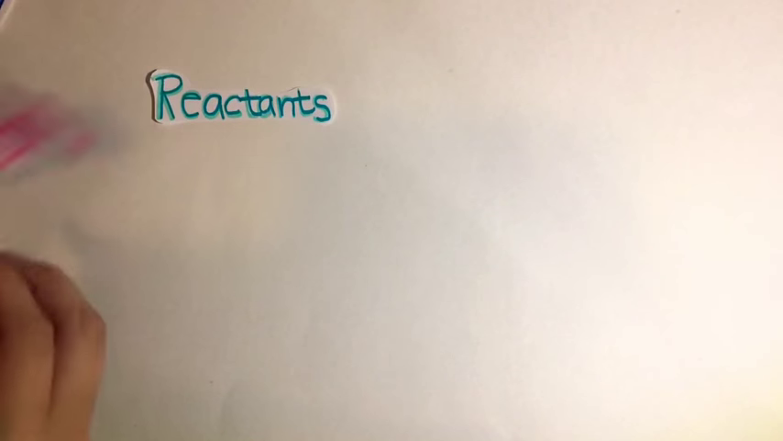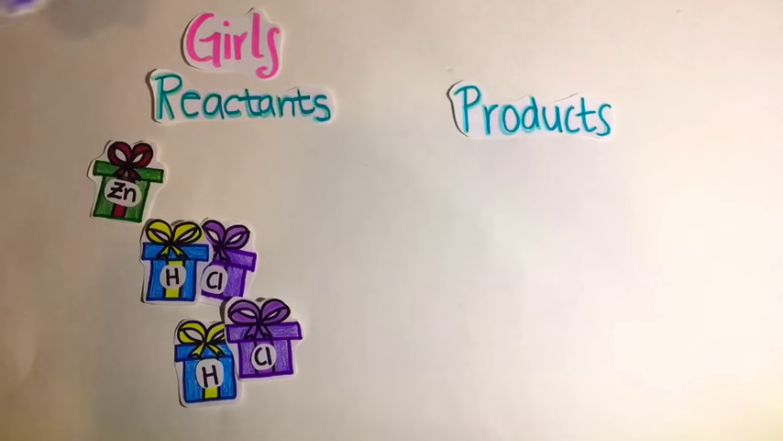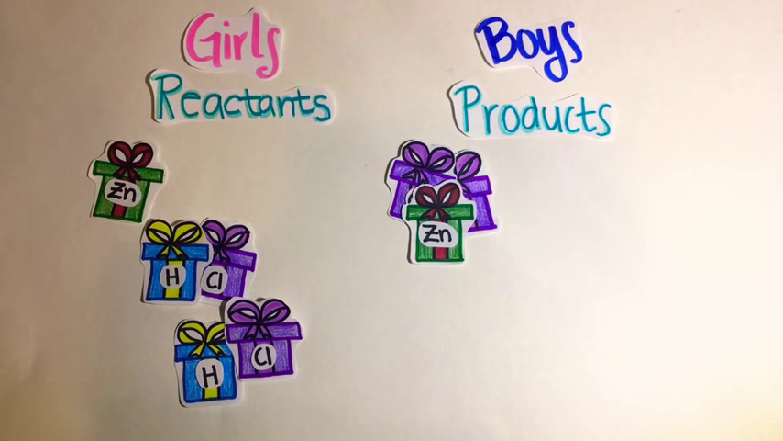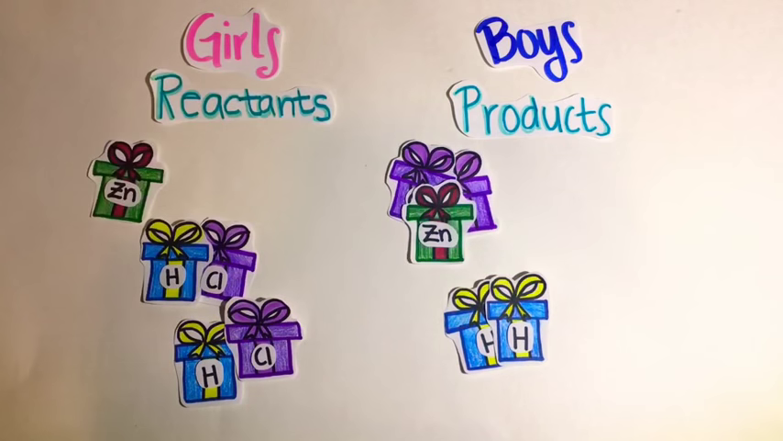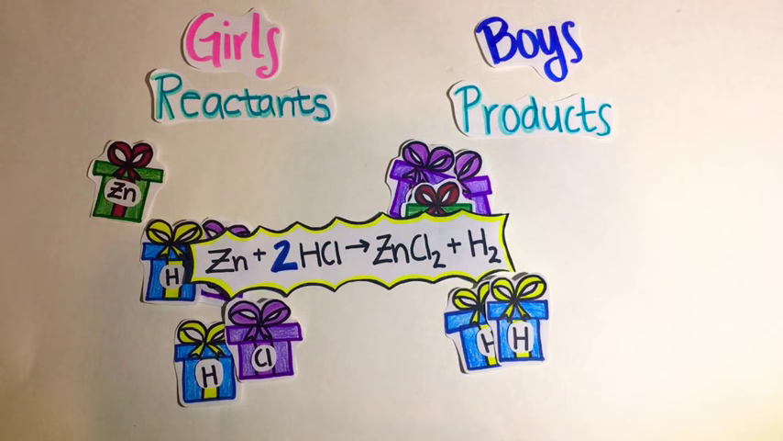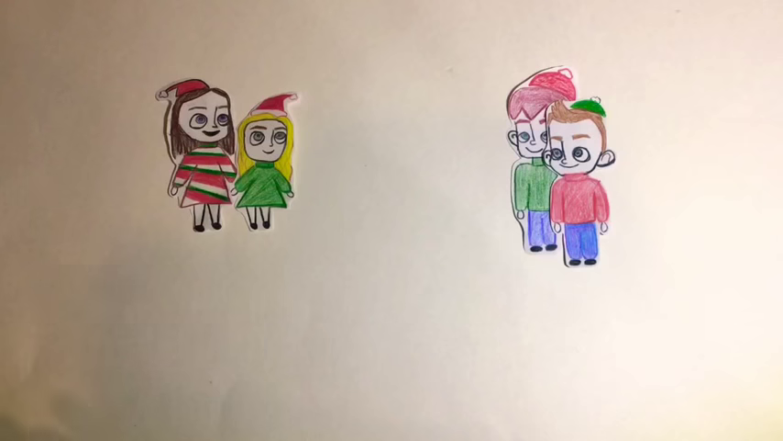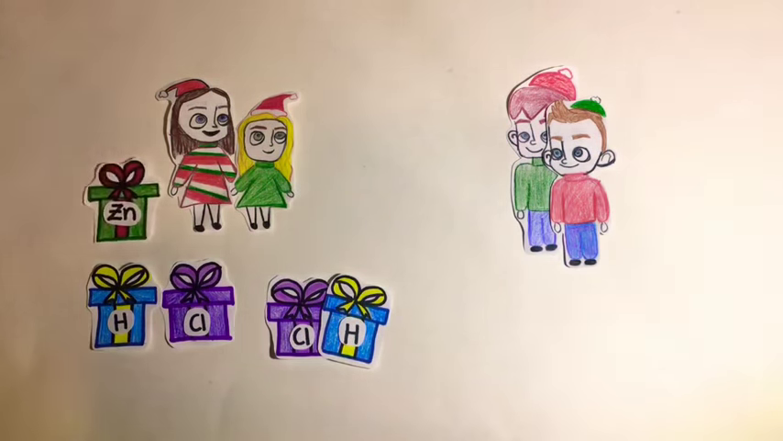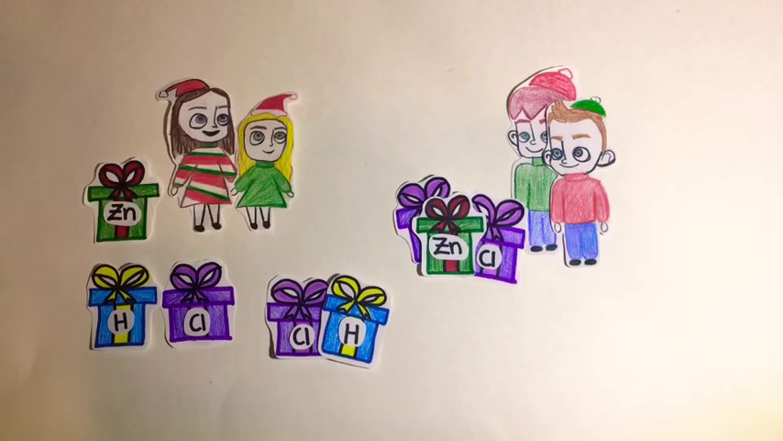So the girls' presents, which are the reactants, will be 2 HCl's and 1 zinc. And the boys' presents, which are the products, will be zinc chloride and hydrogen gas. So the final equation will be the same as before. Zn plus 2HCl yields ZnCl2 plus H2. So the girls will have the exact same number of presents as the boys, 2 hydrogens, 2 chlorines, and 1 zinc.